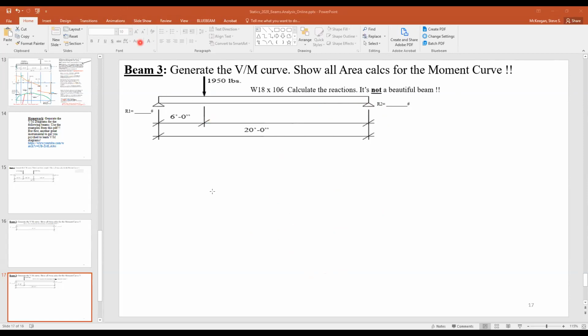Let's take a look at the answer key. See right here? Some of you called this and this one area. It is 2. This segment of the span is area 1. Between here and here is area 2. Between here and here is area 3. There's my area calcs. You've got to show me the area calcs. You can't just show me these answers. I'm going to take off points.